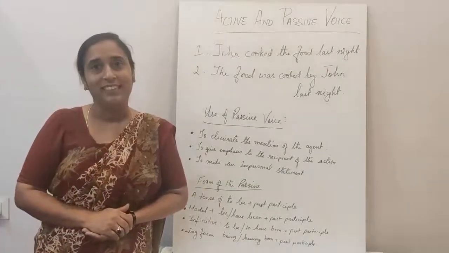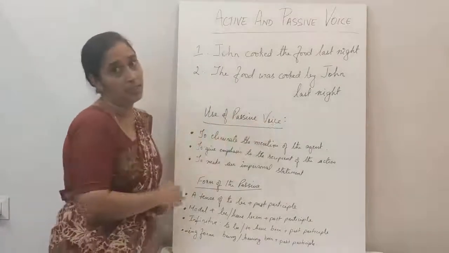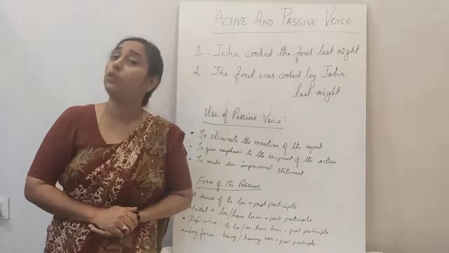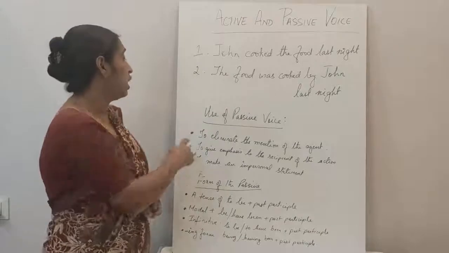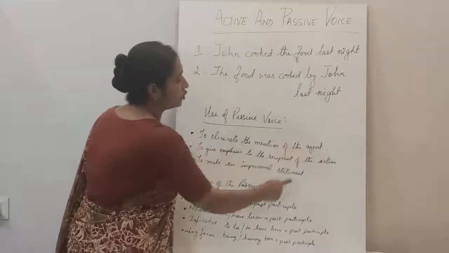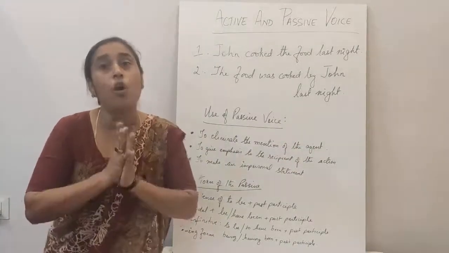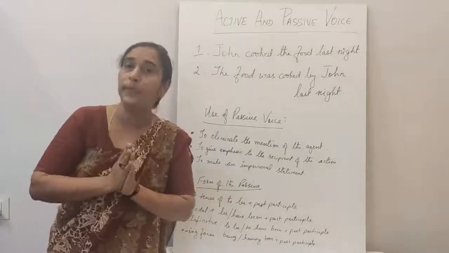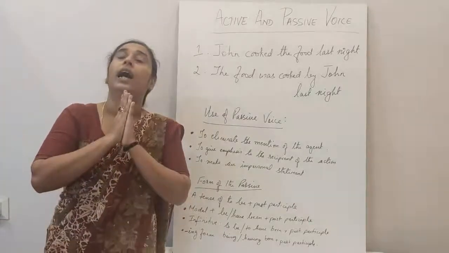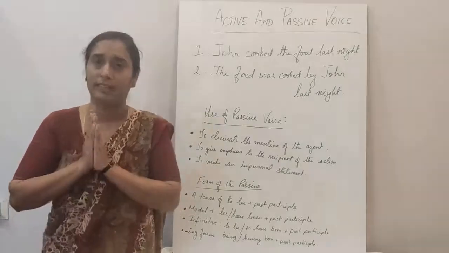Did you get it? Now, use of passive voice. What is the use of passive voice? It is to eliminate the mention of the agent. Example, the ship was wrecked. Another example, Ravi was found stealing.